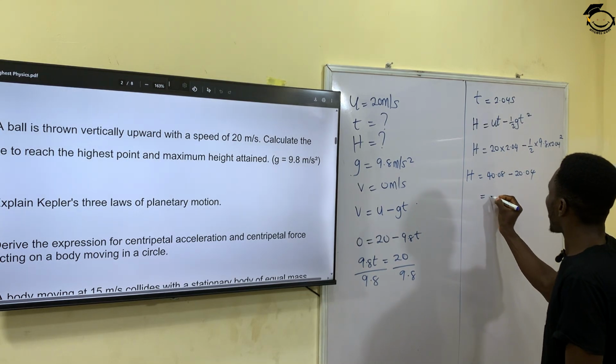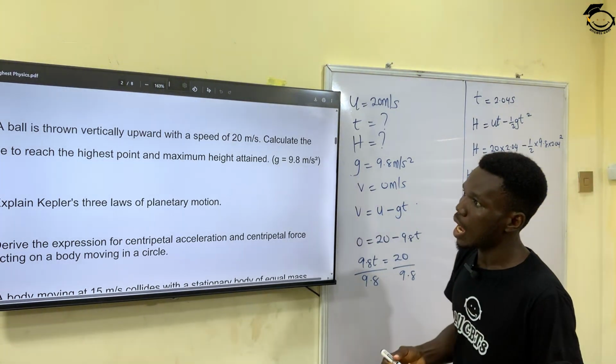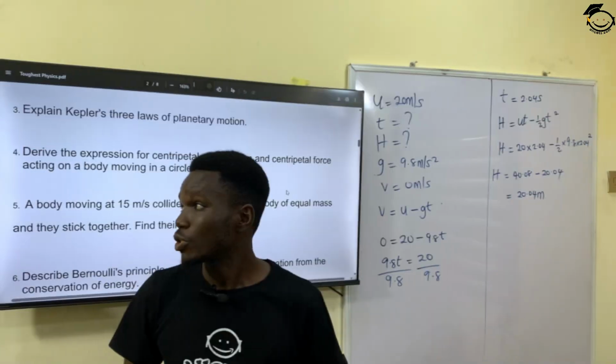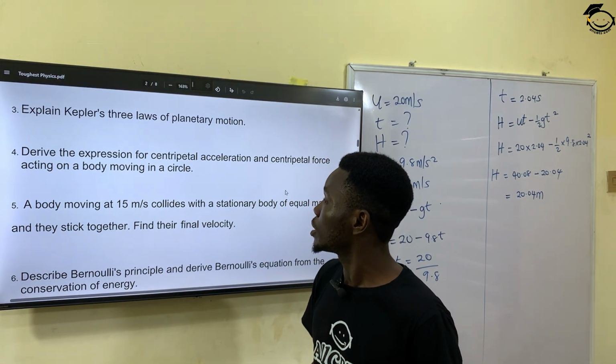So at the end of the day, I'll get 20.04 meters as my final answer to question number 2. Question number 3 says explain Kepler's 3 laws of planetary motion.